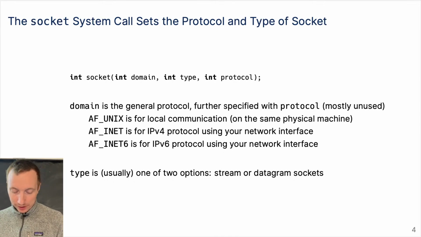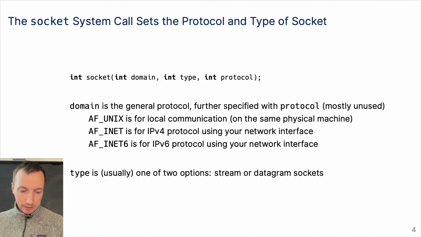So the domain can either be AF_UNIX, which is for local communication, so on the same physical machine, and that's going to be represented by a file. And then you have INET, which is normal internet connections, IPv4, and then INET6, which is the newer IP range that just increases the size of an address so you can support more IP addresses.